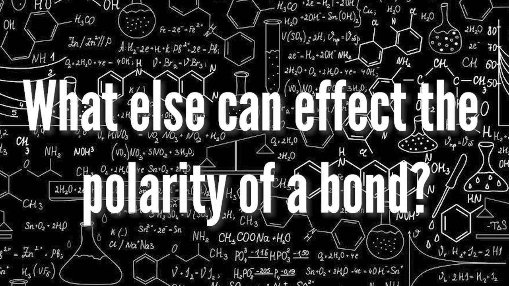23. What else can affect the polarity of a bond? That would be the polarizability of the bond. And the polarizability of the bond is the ability of its electron cloud to become distorted in a way that induces polarity in that bond.